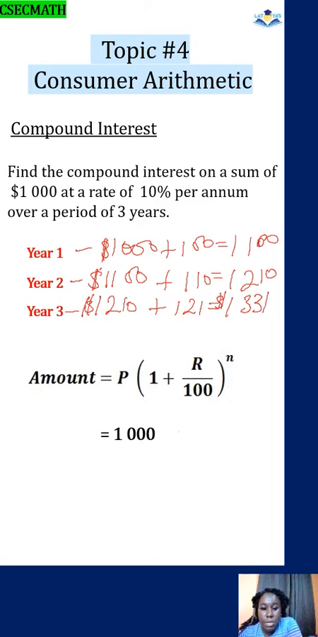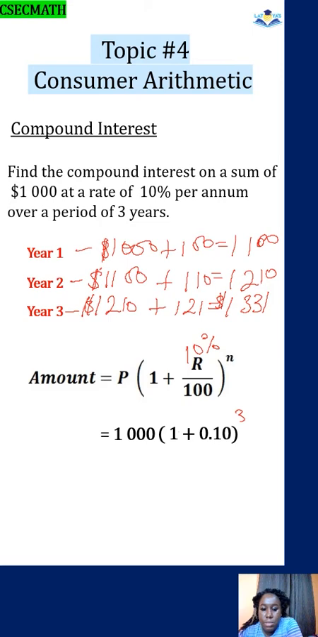So the principal amount here is 1,000 and it's 1 plus the rate, which is 10%. 10 over 100 as a decimal is 0.10. And the year, which is n, is 3. So I'll write 3 here.